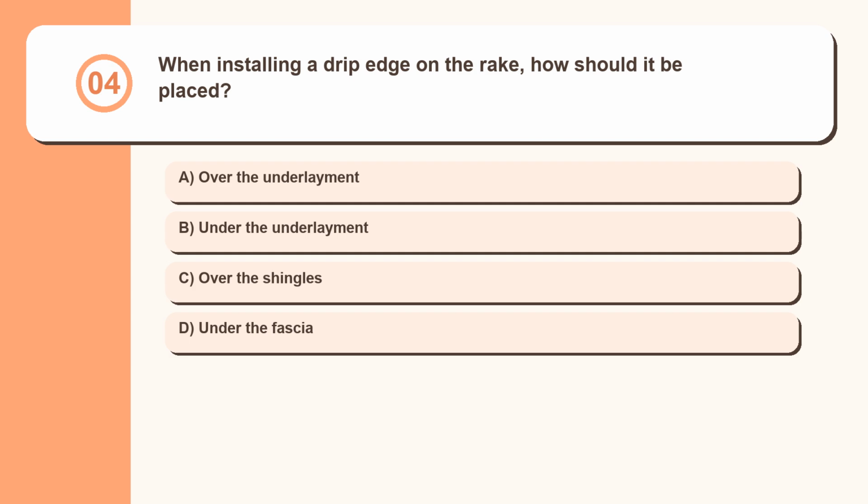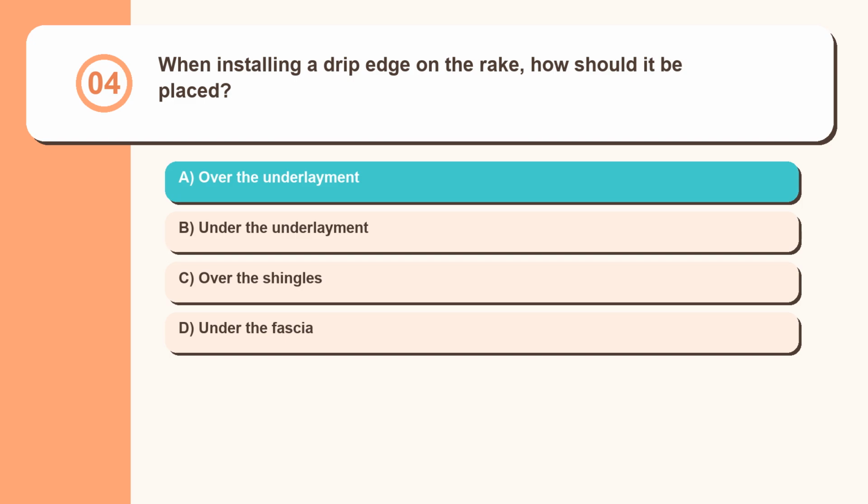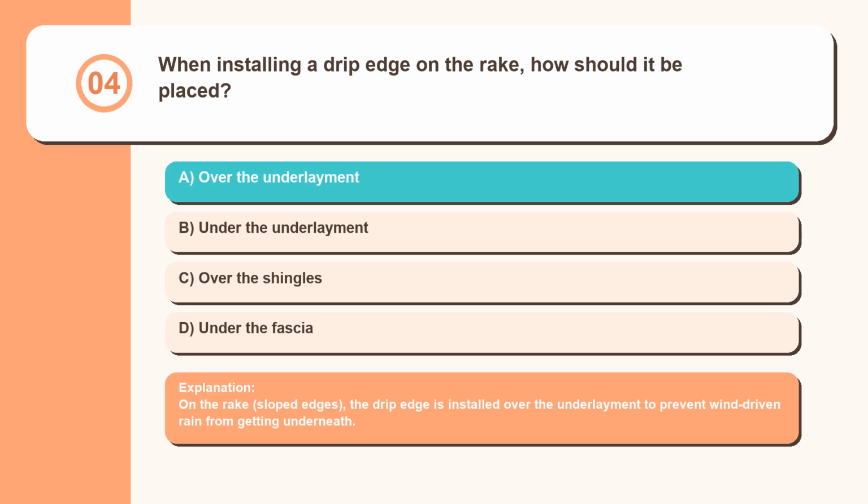Question 4. When installing a drip edge on the rake, how should it be placed? Over the underlayment, under the underlayment, over the shingles, under the fascia. On the rake, sloped edges, the drip edge is installed over the underlayment to prevent wind-driven rain from getting underneath.